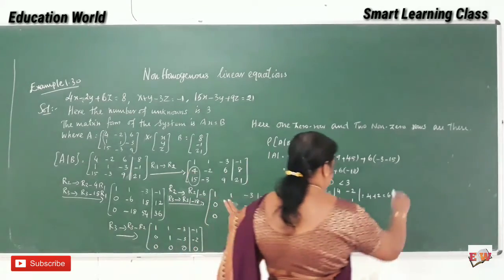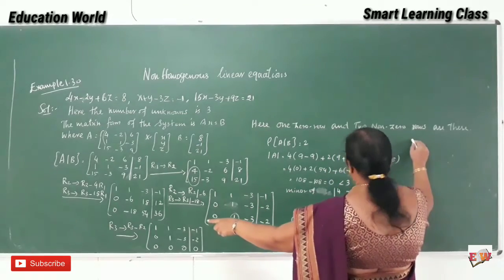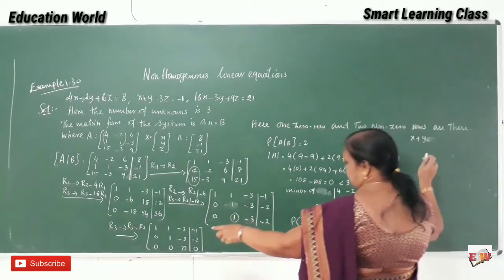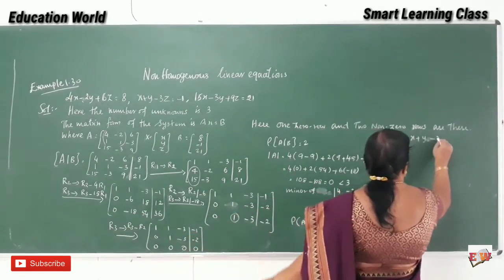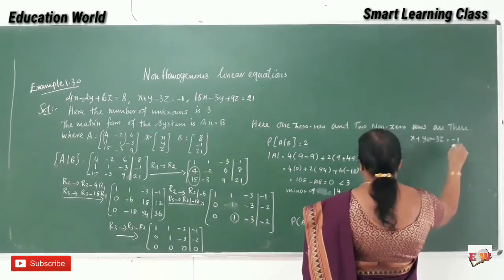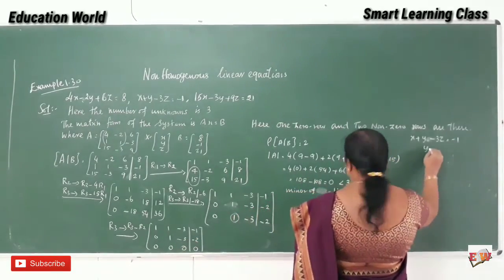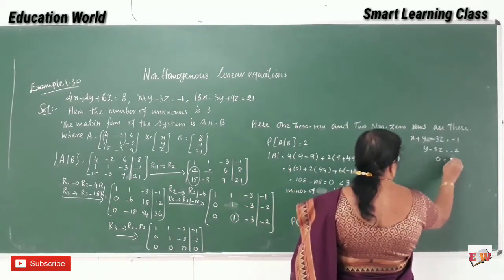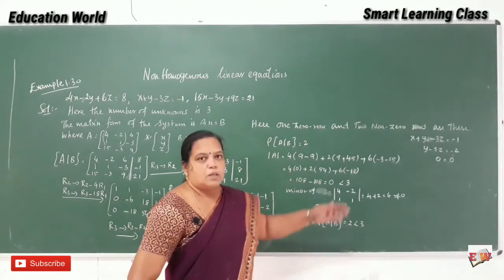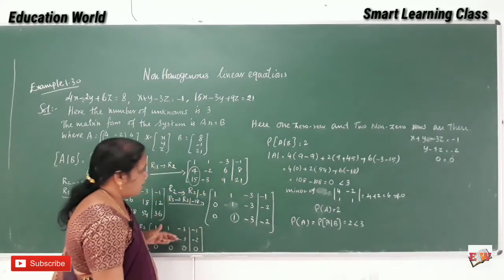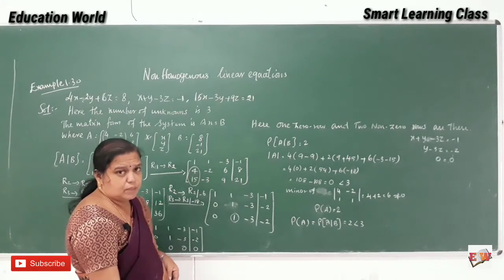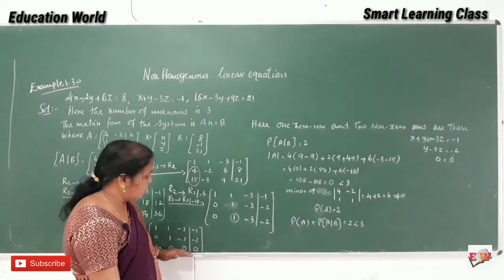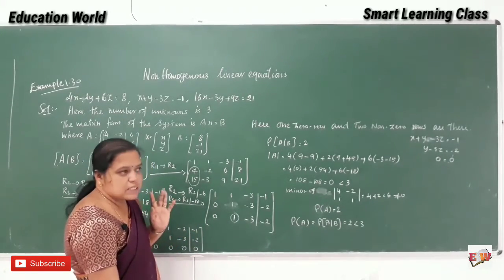From this equivalent matrix, we can write the system of linear equations. What is it? x plus y minus 3z is equal to minus 1, then y minus 3z is equal to minus 2, and here 0 equal to 0. From this row echelon form, we have written the equivalent system of linear equations. In that the third row is 0 equal to 0, but this is meaningful.